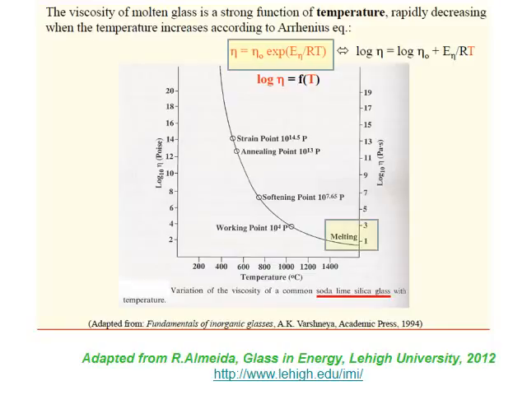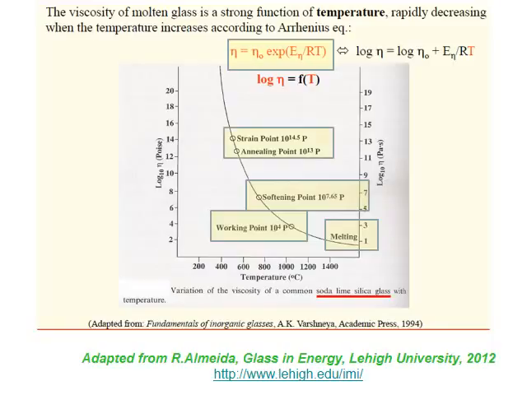These are: the melting or fining point is the temperature at which the viscosity value is around 10^2 poise. At the working point or forming point, the viscosity is 10^4 poise. At the softening temperature, the viscosity is 10^7.65 poise.